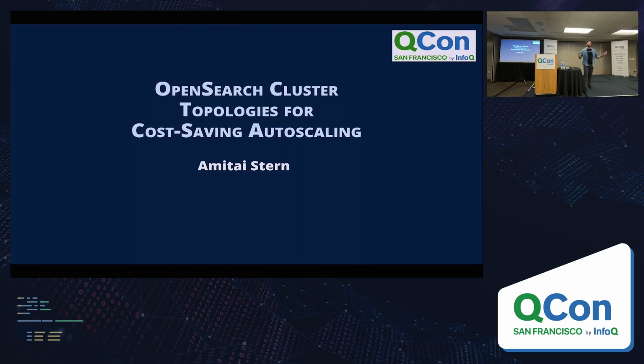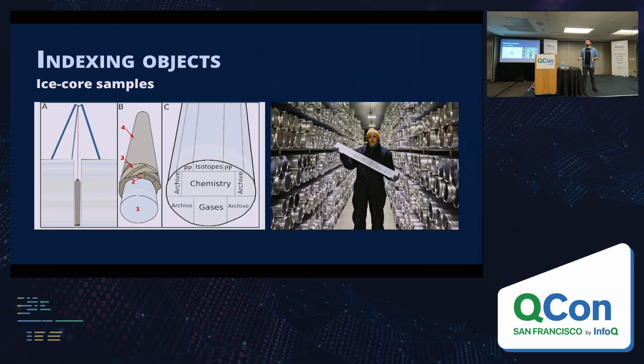And to kick us off, I'm going to start talking about storing objects, actual objects, ice core samples. If you're unfamiliar, ice core samples are cylinders drilled from ice sheets or glaciers, and they provide us a record of Earth's climate and environment. The interesting thing, and relevant to us, in these ice core samples is that when they arrive at the storage facility, they are parsed.